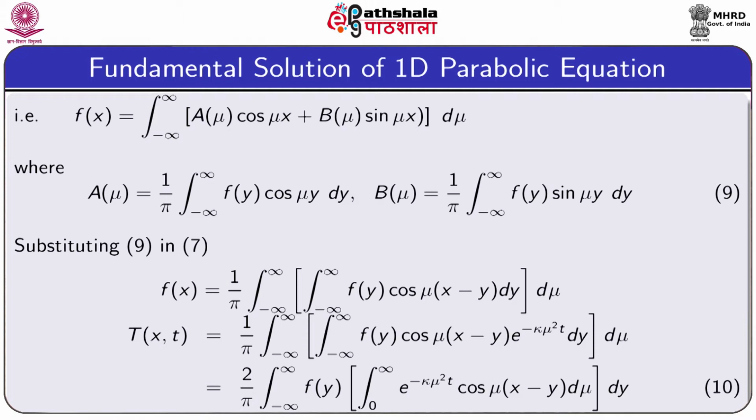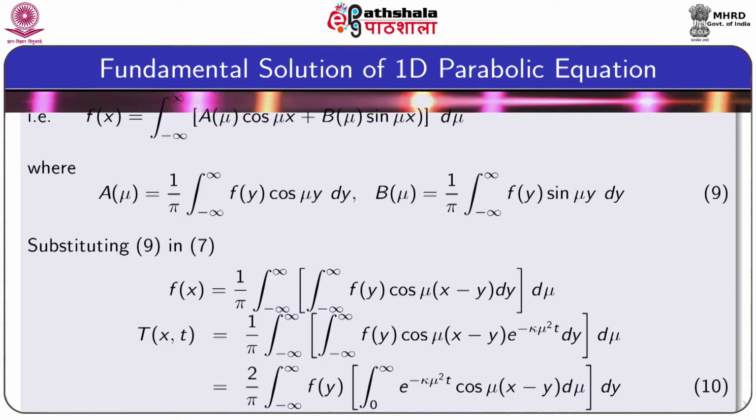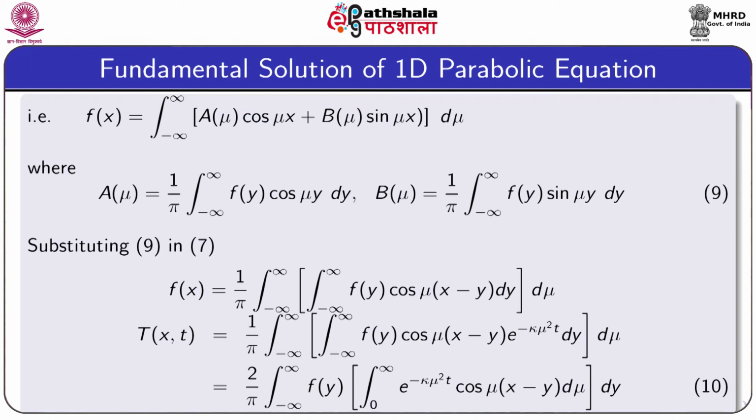Now, this equals 1 by pi, 0 to infinity, f(y), minus infinity to plus infinity, e to the power minus kappa mu square t cos mu (x minus y) d mu dy. Now, capital T is equal to 1 by pi integration 0 to infinity, integration minus infinity to plus infinity, f(y) cos mu (x minus y) e to the power minus kappa mu square t, dy d mu. Now, in this step we are interchanging the order of integration. So, it becomes 1 by pi, integration minus infinity to plus infinity, f(y), integration 0 to infinity, e to the power minus kappa mu square t cos mu (x minus y) d mu, dy. Now, we want to compute the integral written in this square bracket.